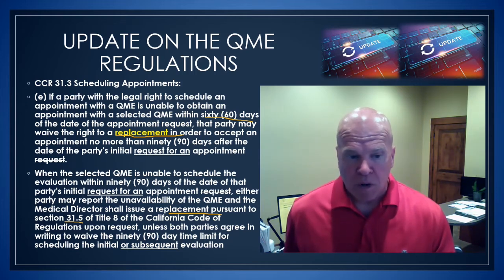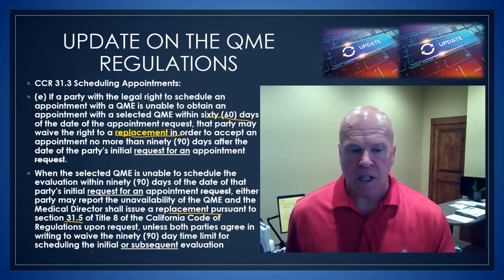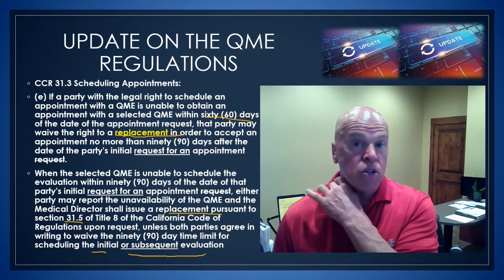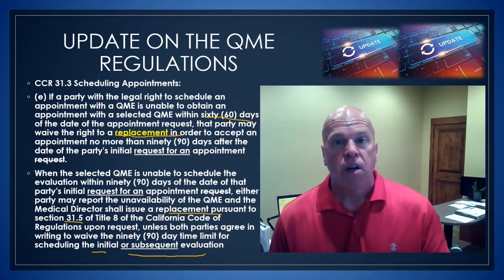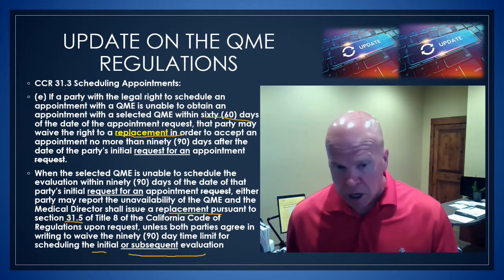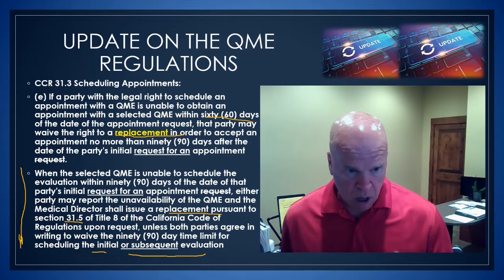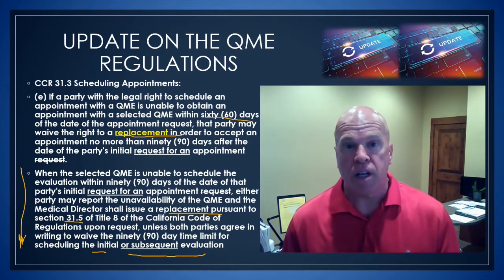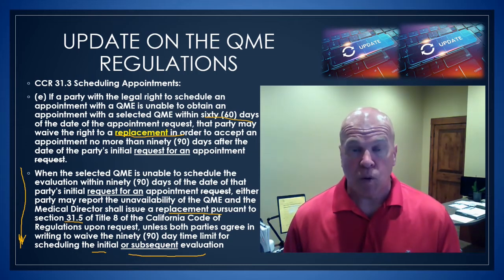Unless both parties agree in writing to waive the 90-day time limit for scheduling the initial or even a subsequent evaluation, such as a reevaluation, a second face-to-face evaluation. So here is where you run into troubles and run the risk of losing appointments by being not available, first of all, within 60 days, and then certainly by not being available within 90 days.